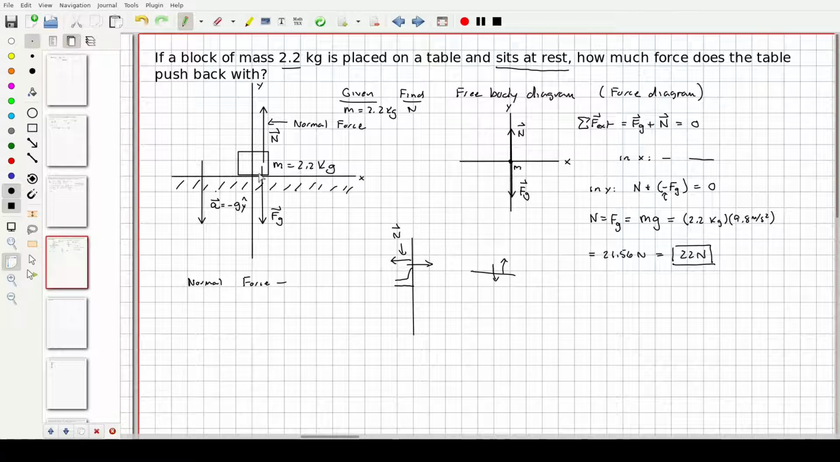So here, this thing is in contact with the table, and the normal force when it comes out of the table like this makes a right angle to the surface. Okay. Now, so, like I said, another simple example. Let's do another one.